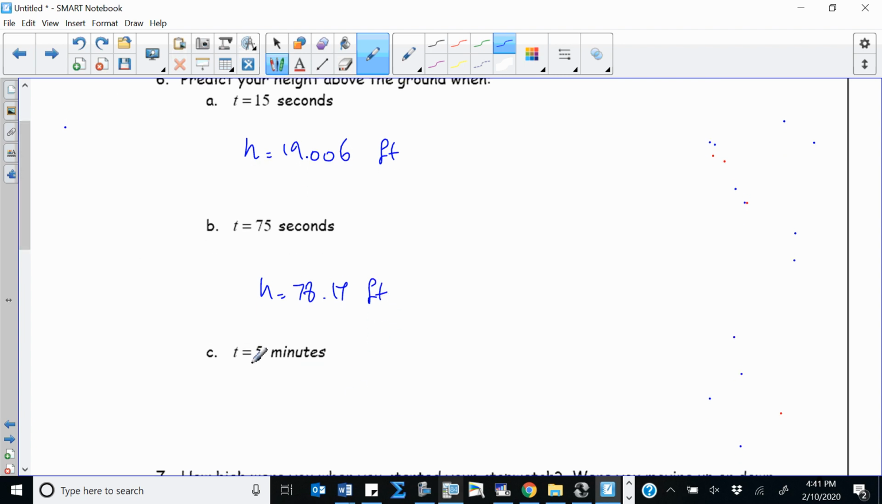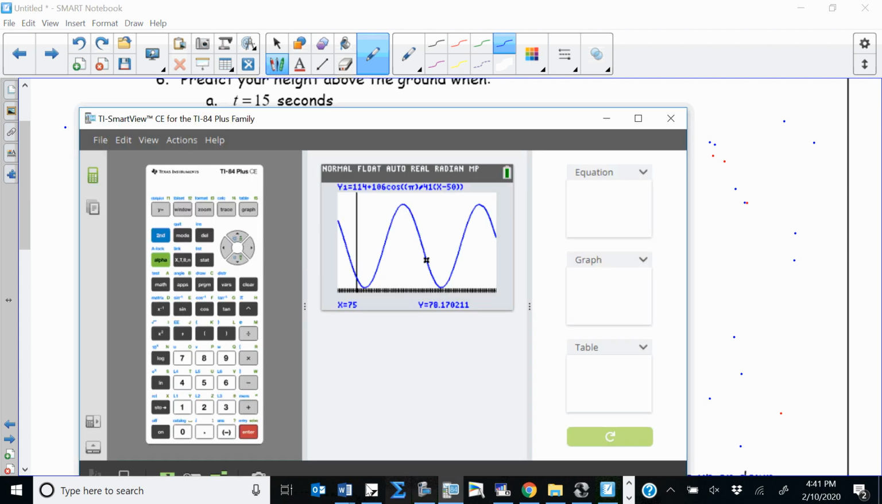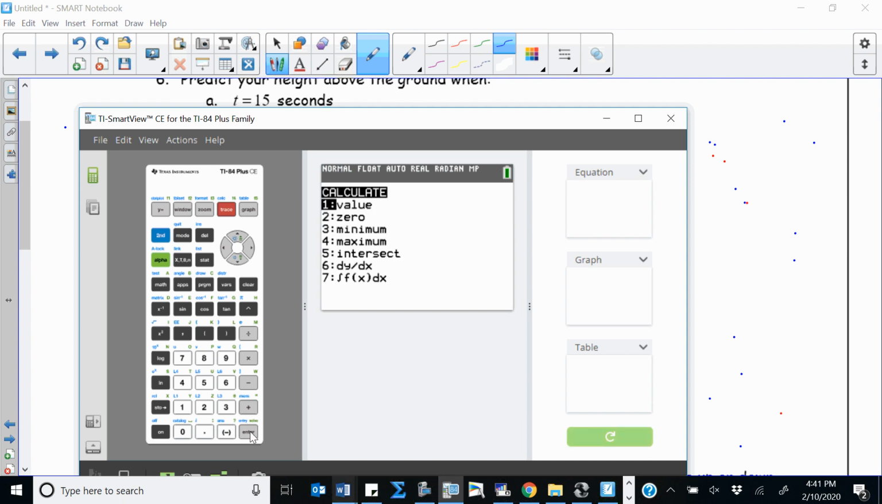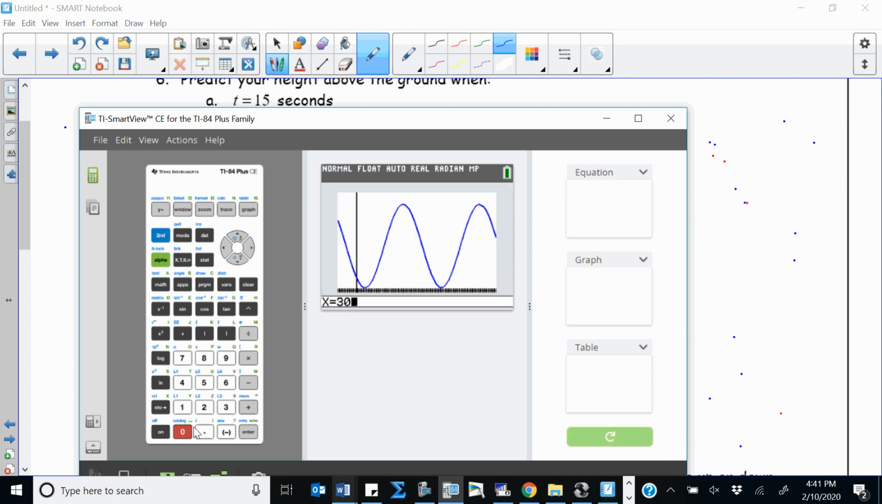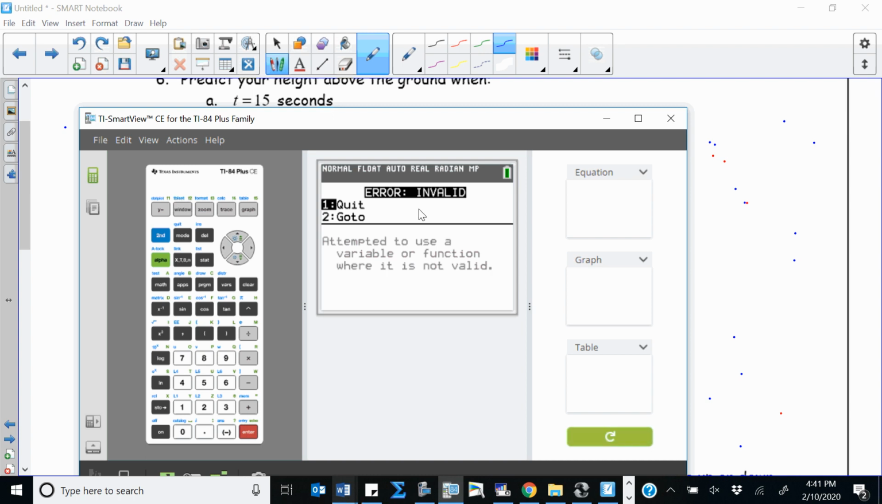Next one, when time is 5 minutes. Notice that so far we were working with seconds, but now we're working with minutes. So we need to change this to seconds. 5 times 60 is 300 seconds. So on my calculator, I'm going to go second trace and enter 300. As you see, I'm getting an error.